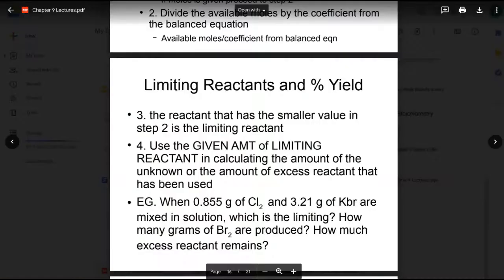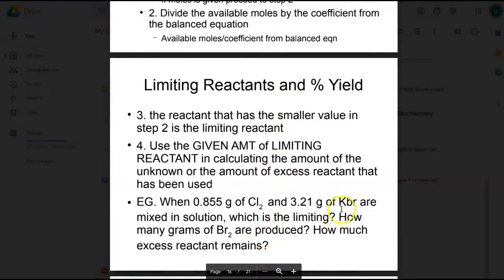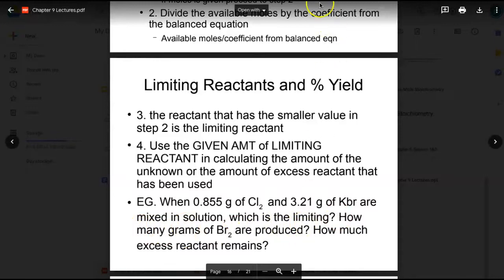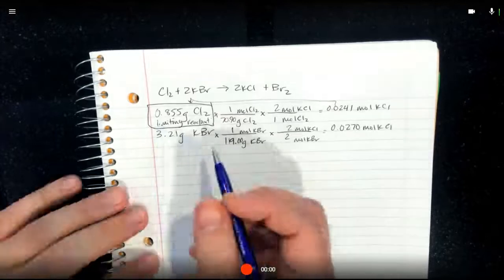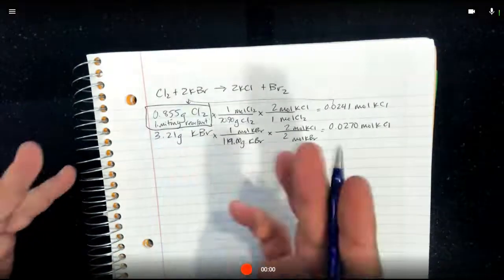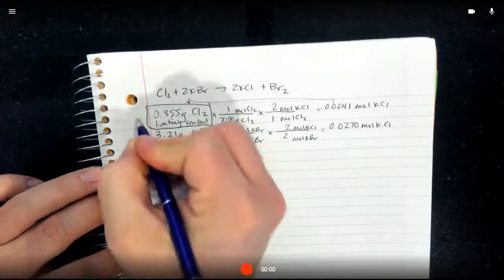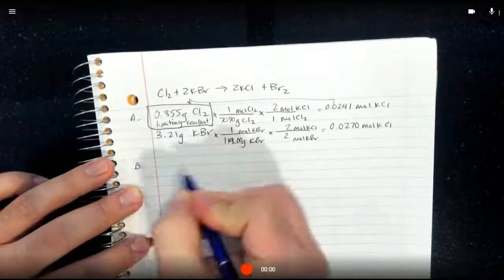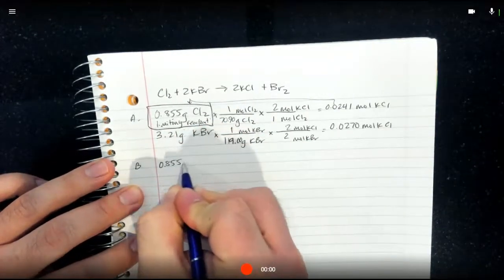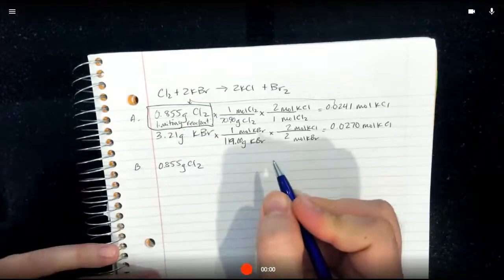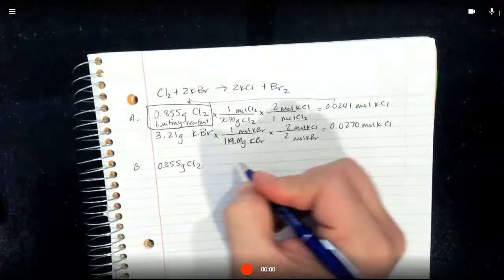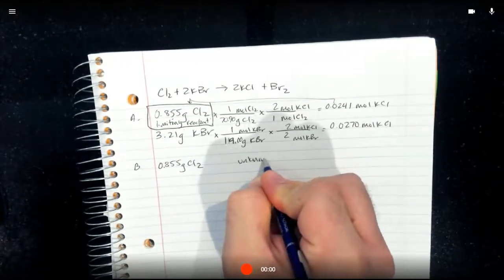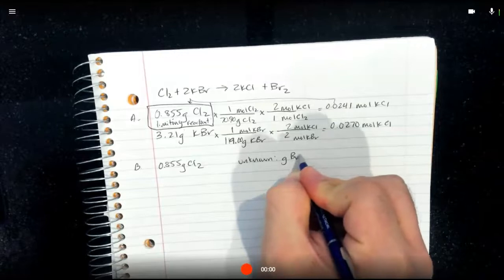Now for the second part of the question, it says how many grams of bromine are produced? Right here, how many grams of bromine are produced? So we take our limiting reactant. So we use our limiting reactant because once this is used up, the reaction stops. So this was A. To answer B, we take 0.855 grams of Cl2. Now the question said how many grams of bromine could be produced. So our unknown is grams of bromine.